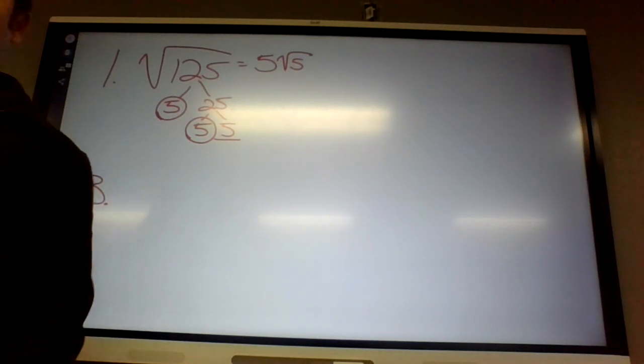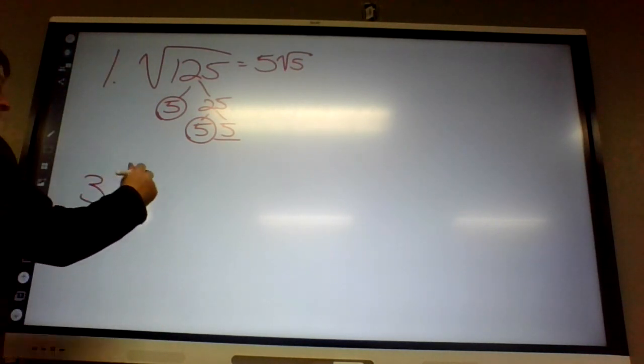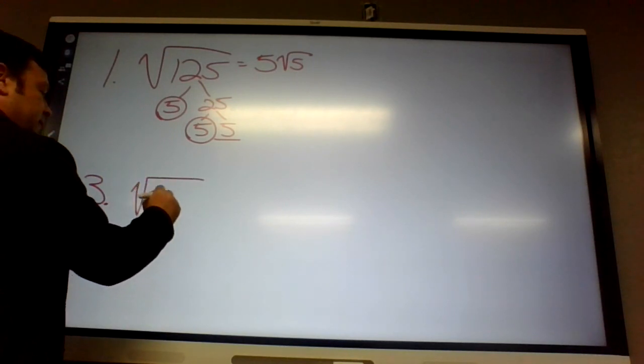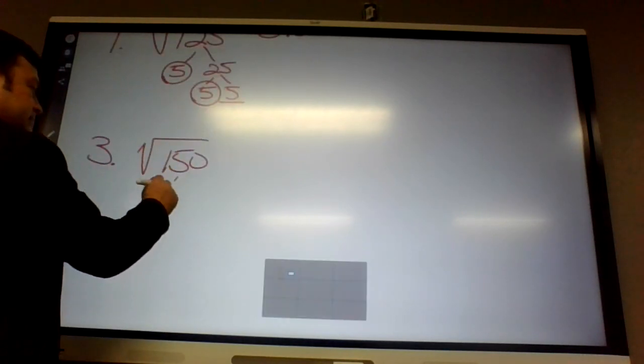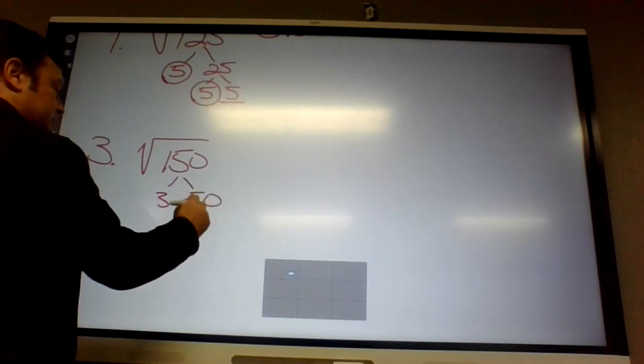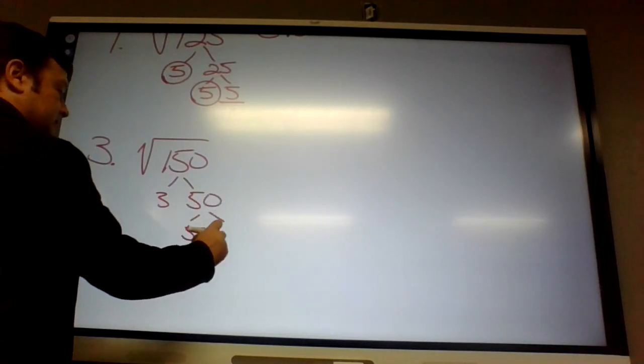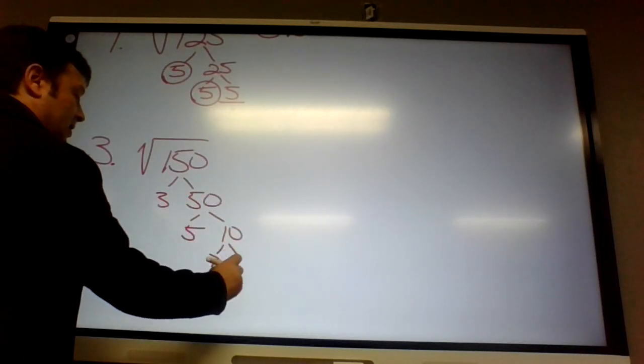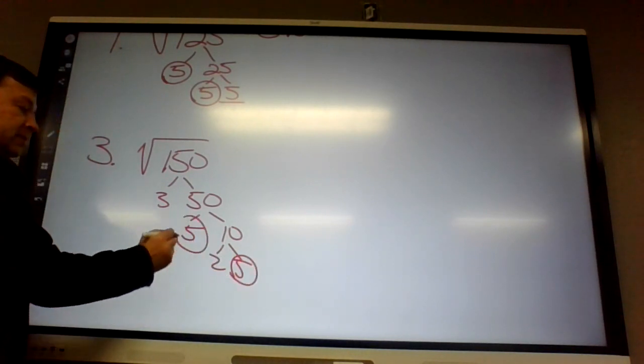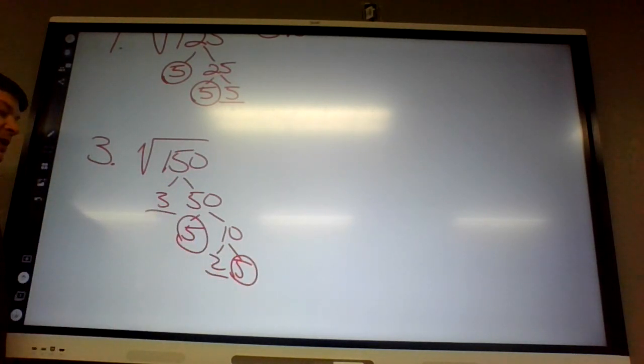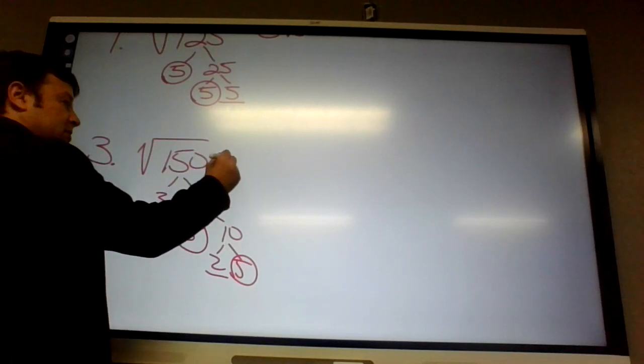Square root of 150. 3 and 50. 3 and 50. 5. So we got 5 square root of 6.